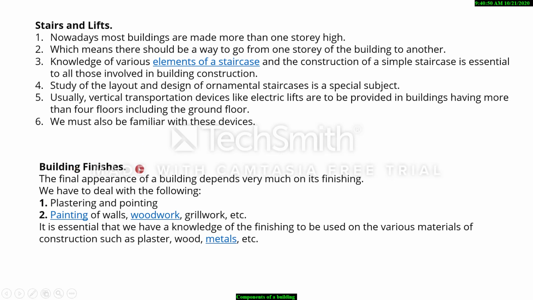Okay. Then the other thing is the building finishes. The final appearance of the building depends very much on its finishing. We have to deal with the following: the plastering and pointing. Plastering is basically applying cement mortar on the brickwork, and pointing is applying grout onto the brickwork. Grout is the combination of cement plus water. Then the painting of bars, woodwork, grillwork to make the building beautiful.